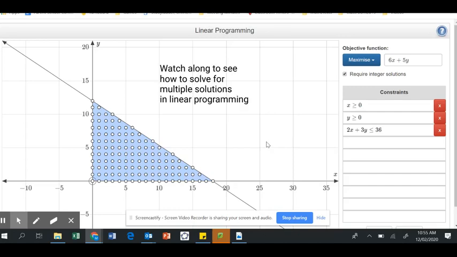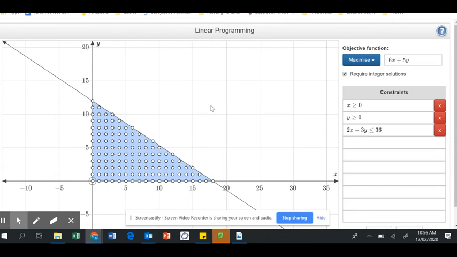Here's this graphing tool. The graphing tool I've got on the screen here is the show bags question, if you've done the Gawler show bag question. What I've done here is I've typed in my objective function, which is 6x plus 5y. We've got our constraints: x is greater than or equal to 0, y is greater than or equal to 0, and 2x plus 3y is less than or equal to 36.